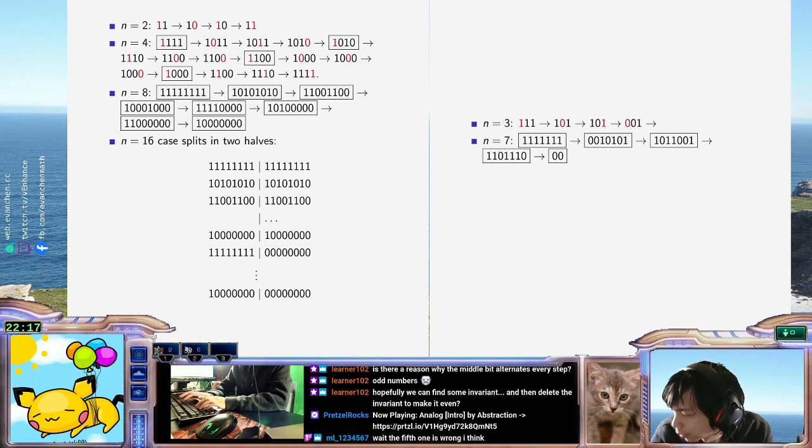0, 0, 0, 1, 0, 1, 0. Oh, that's a good sign. That looks a lot better. That looks sort of like the thing from before. We know how this thingy behaves. So we saw 10, 10 before, right?